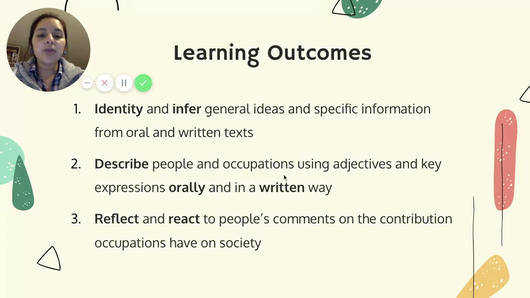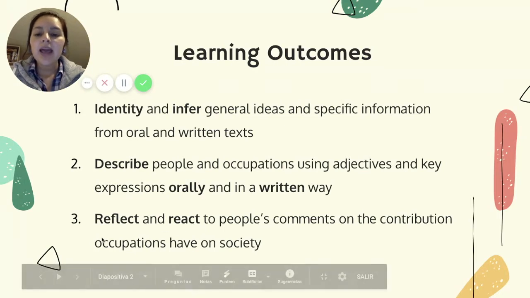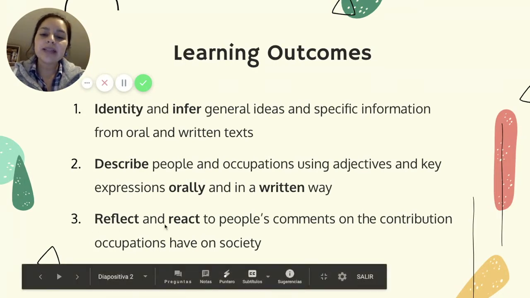Number two, describe people and occupations using adjectives and key expressions orally and in a written way. This section of the semester, we will be practicing our speaking skills, okay? And number three, reflect and react to people's comments on the contribution occupations have on society. Yes, so those are the main objectives of the unit.